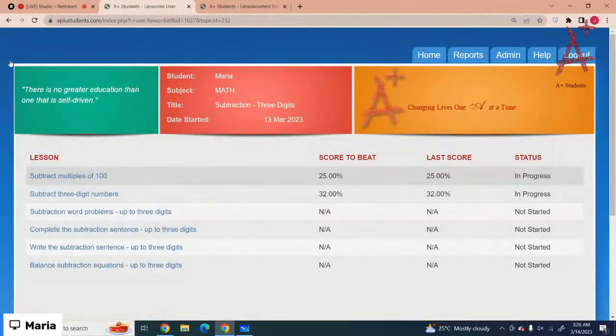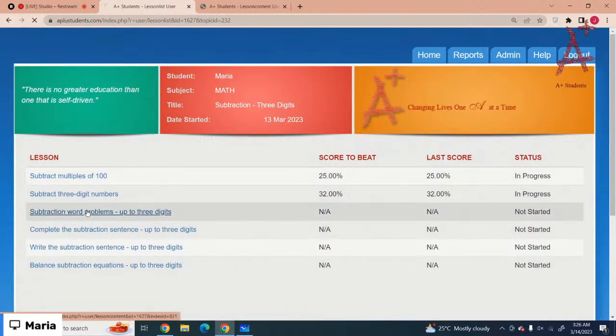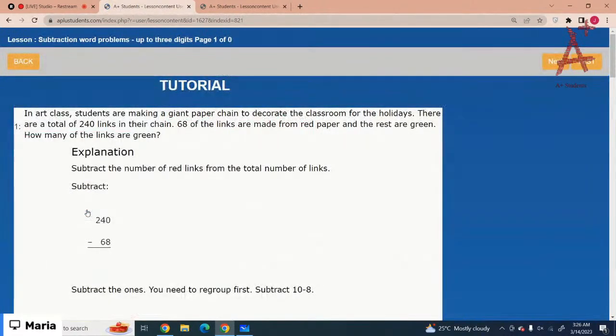Got it? The next lesson is subtraction word problems up to 3 digits. So let's just start with the next lesson. Subtraction word problems up to 3 digits.